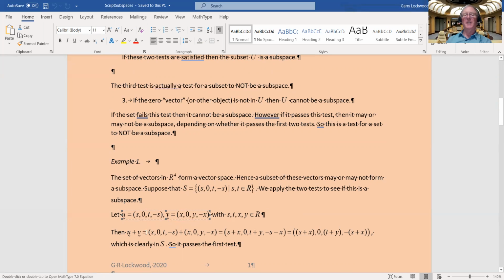What is u plus v? It's this vector here, plus this vector, and we get this: (s plus x, 0, t plus y, -s minus x), and of course, I've bracketed everything to make it really, really clear. We've got s plus x, 0, t plus y, -(s plus x). And so we've got a zero in there. The last item is the negative of this, and this is just some real number, and so is this. So it's clearly in the set S. So it passes the first test with flying colors.